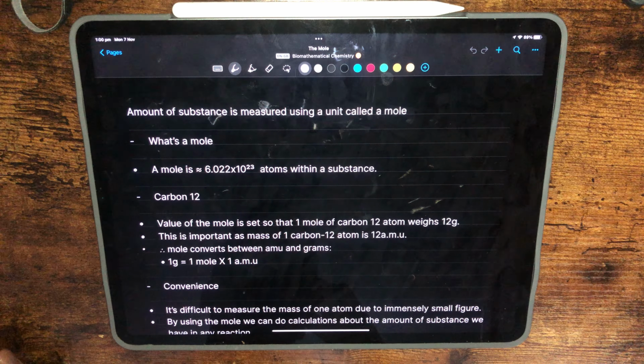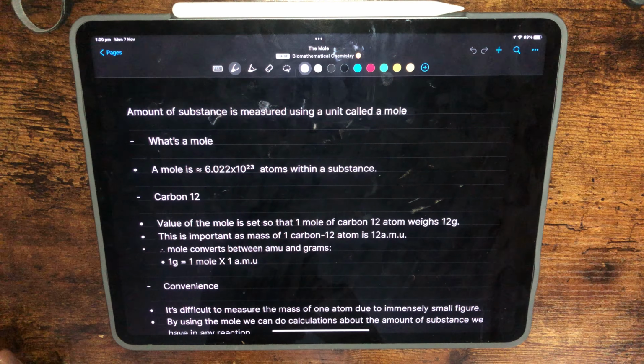But it could be molecules as well. If it's a molecule like methane, it's 6.022 times 10 to the power 23 units of that. So if we're talking about methane, for example, it will be 6.022 times 10 to the power 23 methane molecules. You should have covered this generally in GCSE, but in case, just a quick refresh, that's what it is.